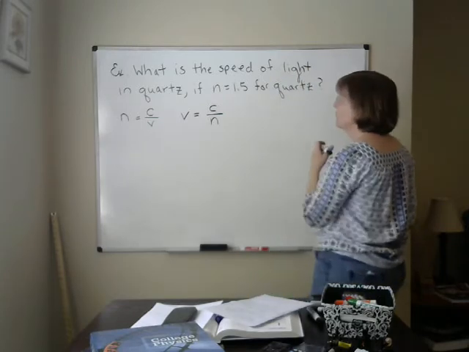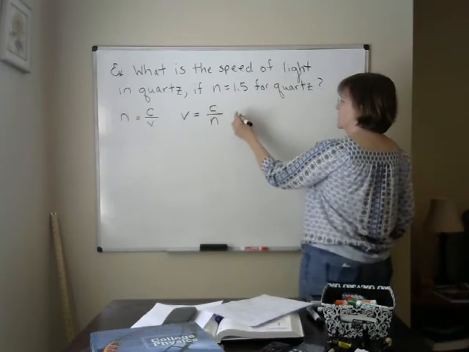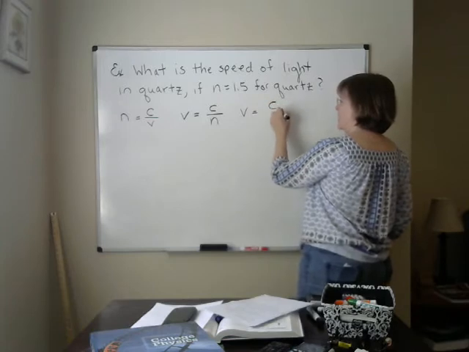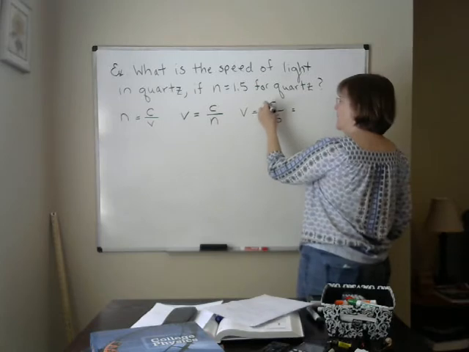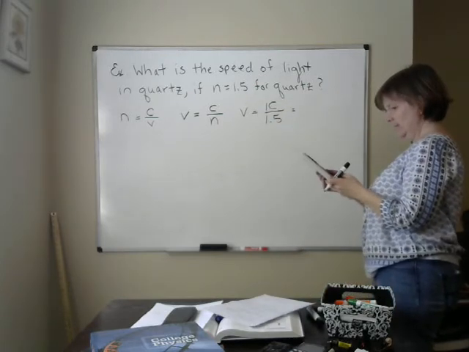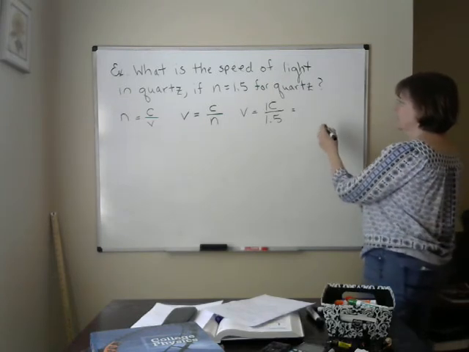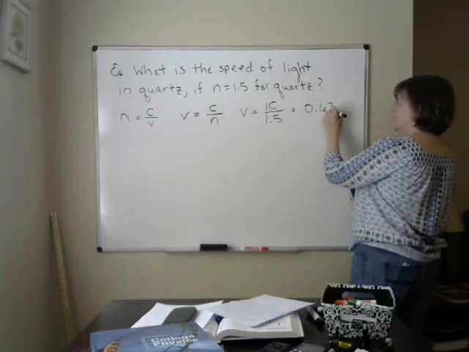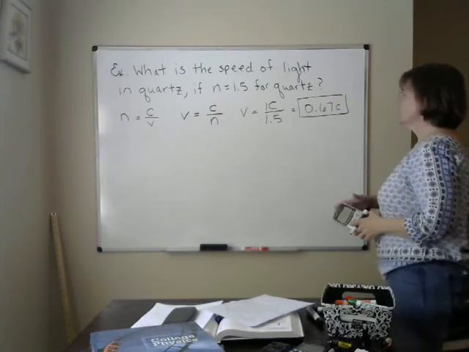So there's two ways that these questions are answered sometimes. One way is to just leave the c in the answer. v is equal to c over 1.5. If I put a 1 here, that's 1c. If I do 1 divided by 1.5, I get 0.67. So it is equal to 0.67 c. That's the answer in terms of c.